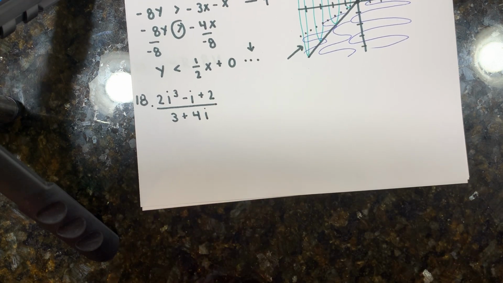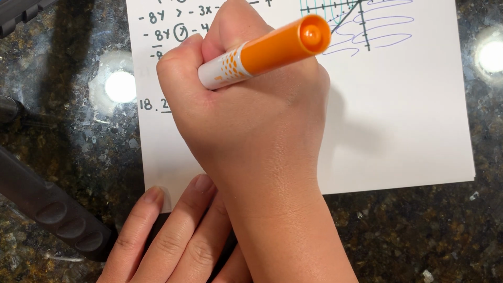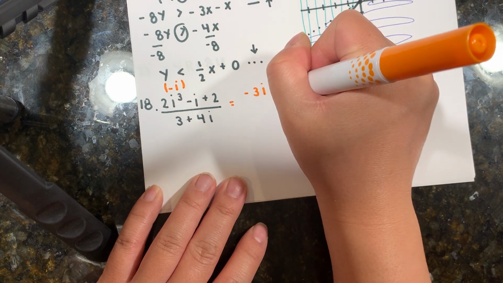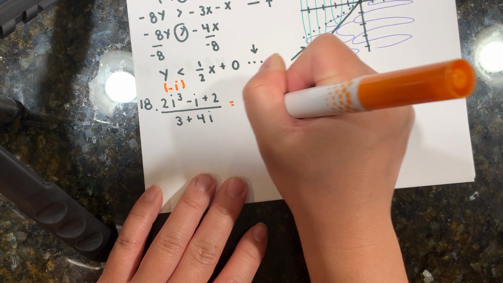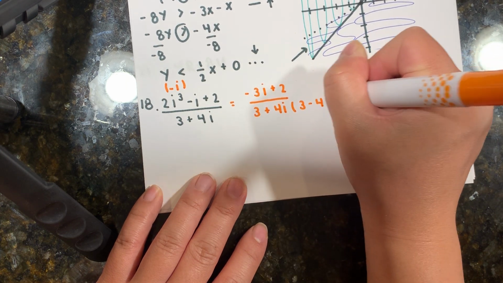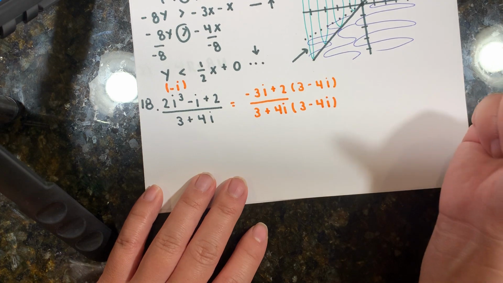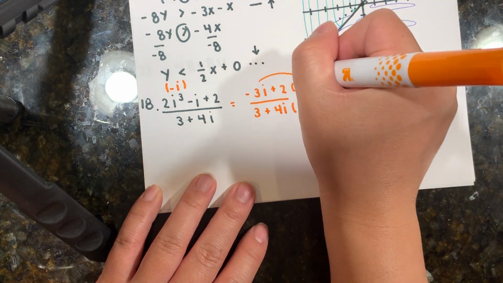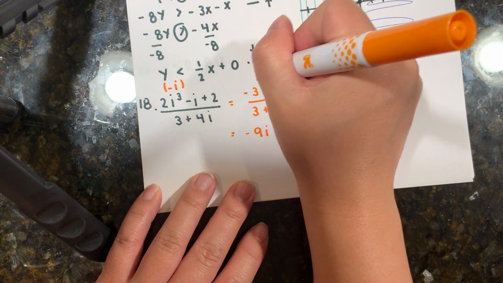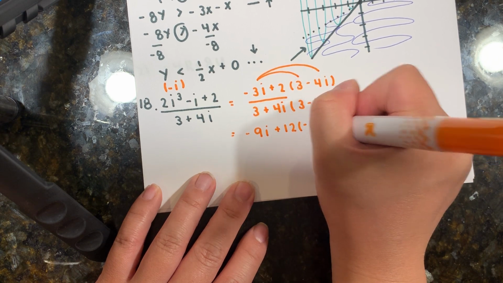Now moving on to number 18, I know that i cubed is equal to negative i. So negative 2i minus i would be negative 3i, plus 2 over 3 plus 4i. I'm going to multiply top and bottom by the conjugate. So I'm going to flip one of the signs. So that would be 3 minus 4i. And we're going to distribute. So that's going to be negative 9i plus 12 times negative 1.